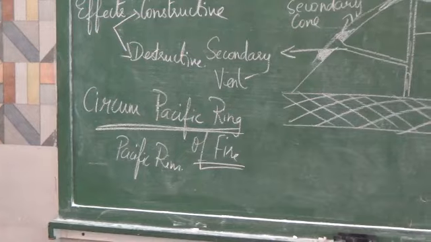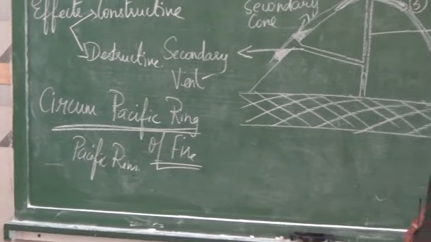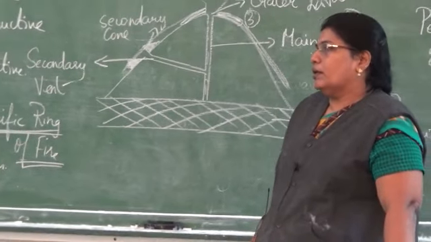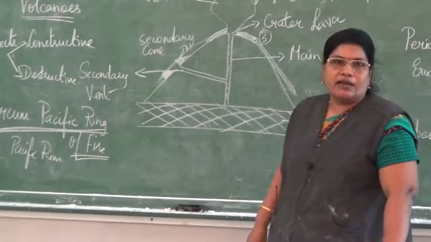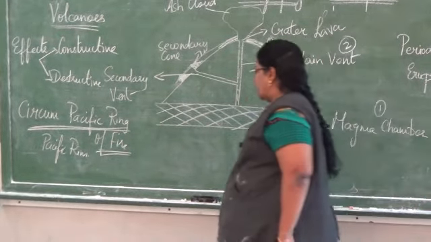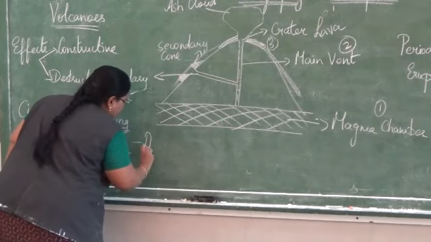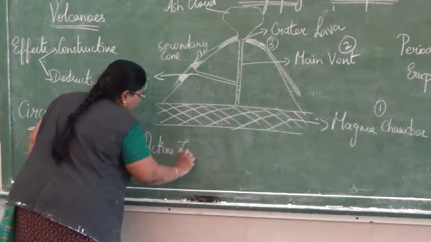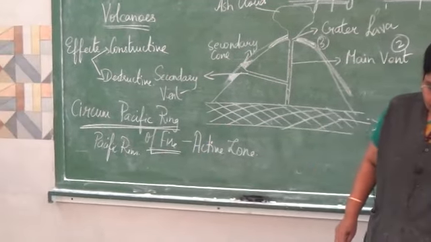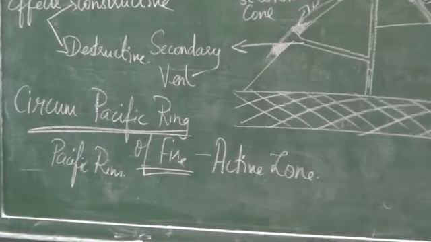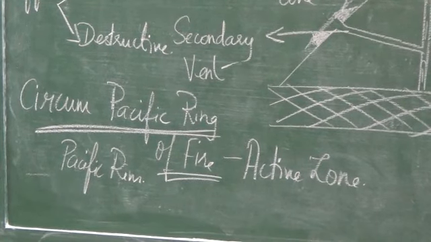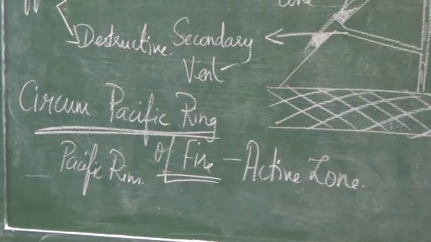In this area, the Pacific plate meets all the other continental plates. So it is the most important place where seismic and volcanic activities gradually happen, and it is the most active zone in the world. The other belts are the mid-oceanic ridge, the mid-continental belt, and the Himalayan belt.